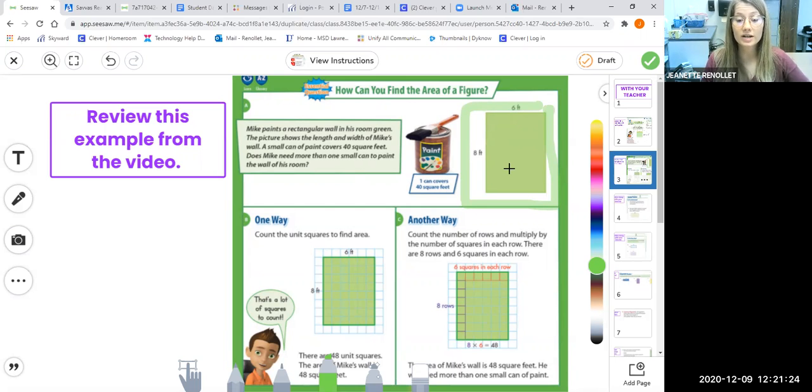He's painting a room in his house, and he has to find the area of the wall to see how much paint he needs. We see that he has a wall that is 8 feet long and 6 feet long. To find the area, he can multiply 8 times 6 to see that there are 48 square units inside. 48 square units of paint that he needs. We went over this when we watched the video together. Go ahead and click on slide 4, please.